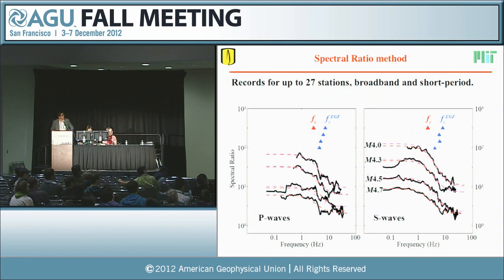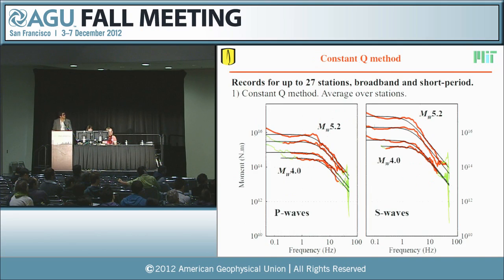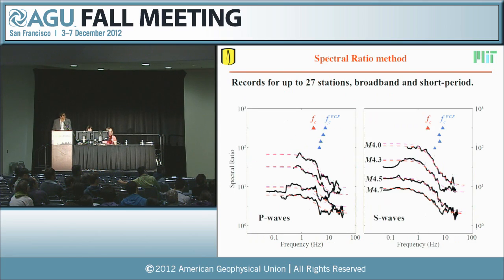We can also use what we call the spectral ratio method, where we divide the spectrum of the magnitude 5.2 by the spectrum of the magnitude 4 event, and we can try to estimate the source parameters, the relative seismic moment between the two events and their corner frequencies. And here's an example of that.